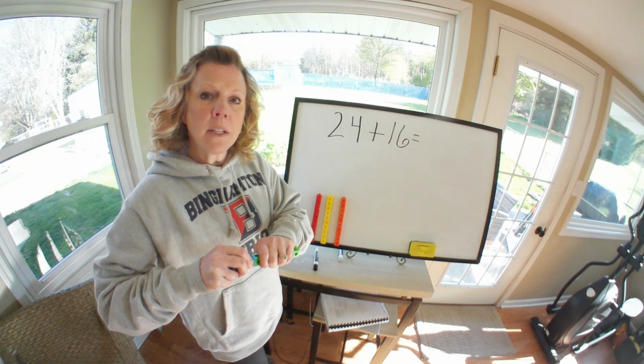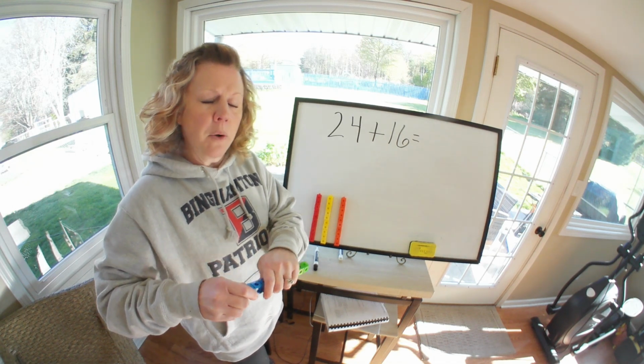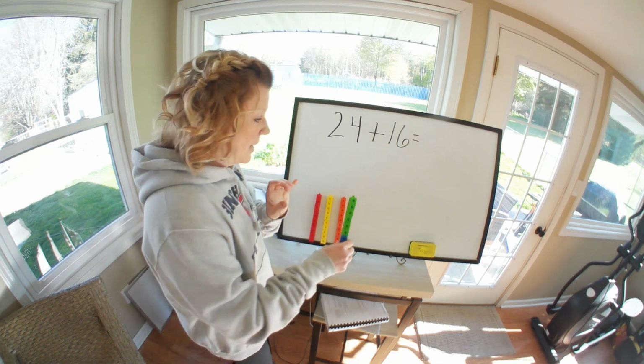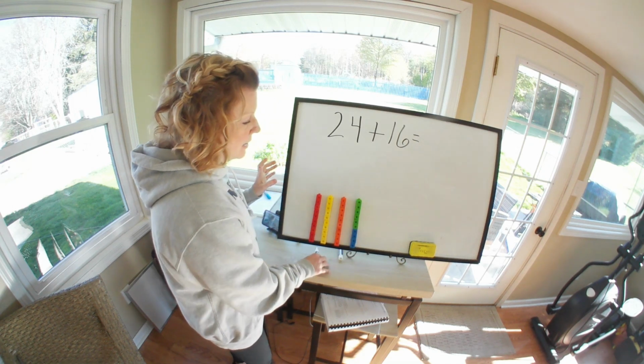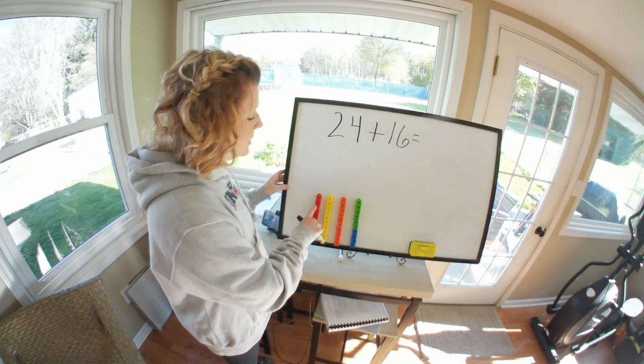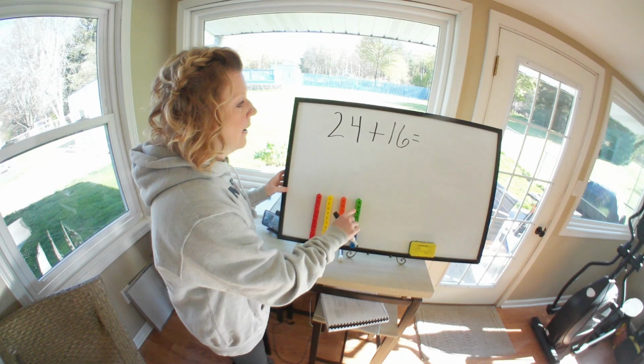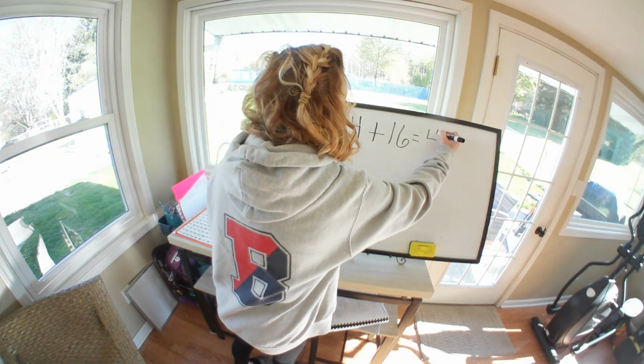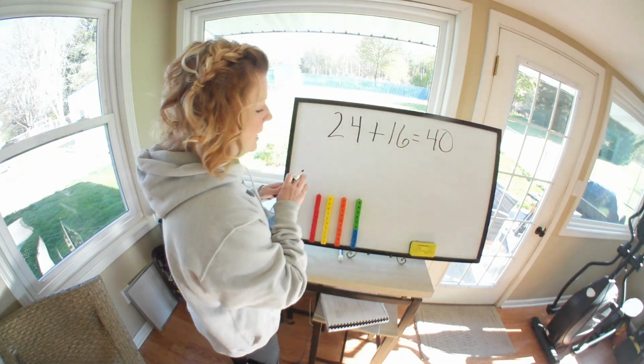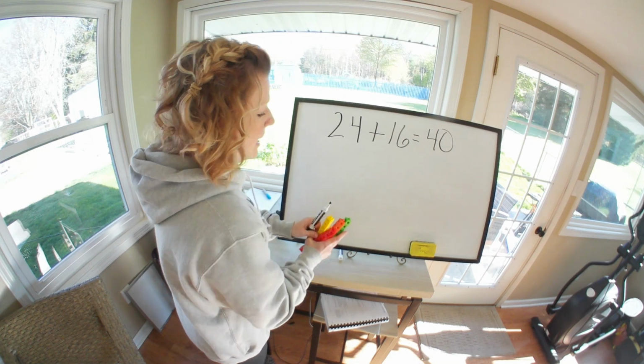What do you know about 6 1s and 4 1s? What's 6 plus 4? That's right, we have another 10. So let's take a look at what we have. We have 10, 20, 30, 40. So our answer should come up to 40. So let's take a peek and see what happens.